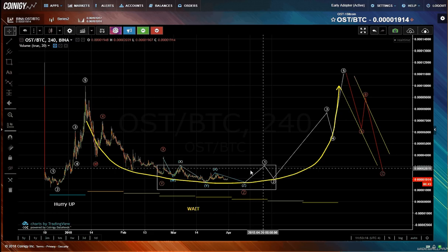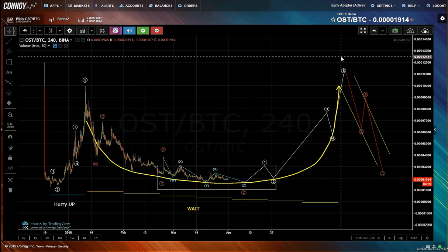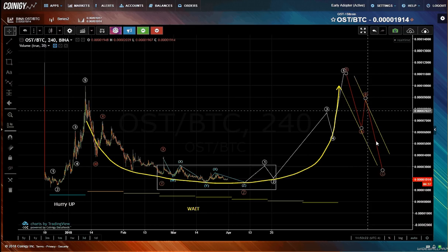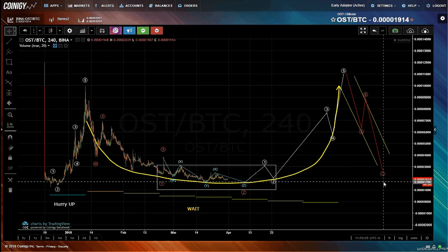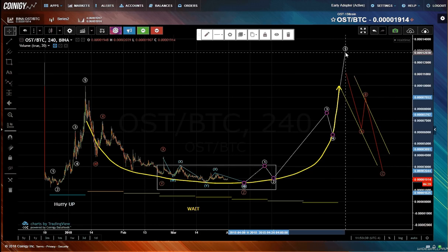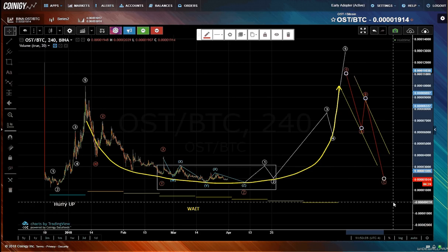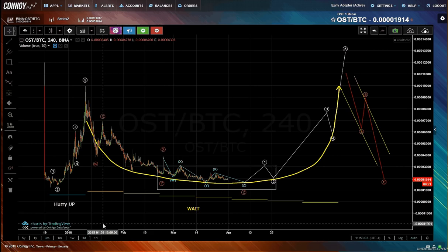Because these 5 waves will be subwaves to a higher degree wave 1, and wave 2 will be the ABC. And typically, the retrace is 0.618 to 0.78. And if this wave 5 extends, you might look at another 94% retrace. So you have to think of it in that kind of modality in terms of altcoins.